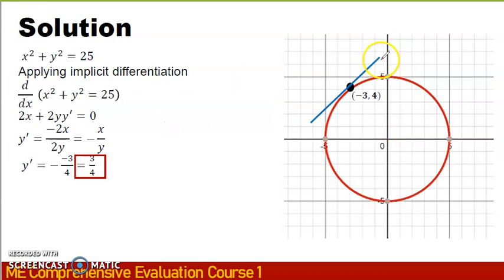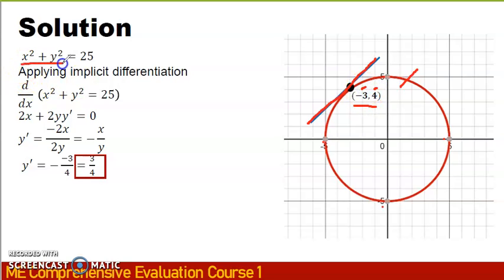If we draw the figure, we have a circle, x squared plus y squared is equal to 25, with a radius of 5, and the point negative 3, 4 is in the second quadrant. What is the slope of the tangent line? That is what we mean by the slope. For this type of problem, all we have to do is find y prime, and then substitute the value of x, which is negative 3, and y, which is 4.